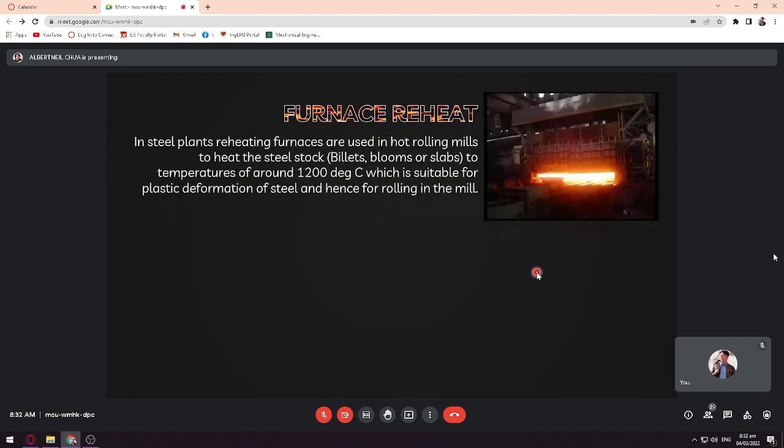So after that, dadaan ulit tayo sa furnace reheat. So ano bang purpose ng furnace reheat natin? Again, sa material science and engineering natin, that is to increase yung tensile strength, again, yung ductility ng materials kasi pinapainitan natin siya para mag-harden lalo, mas mag-combine yung mga composition niya. Pinapainitan natin siya around 1,200 degrees C, which is suitable for plastic deformation of steel and hence for the rolling in mill. Kasi after ng furnace reheat natin, dadaan siya sa rolling mills para mas madali siyang ma-form.